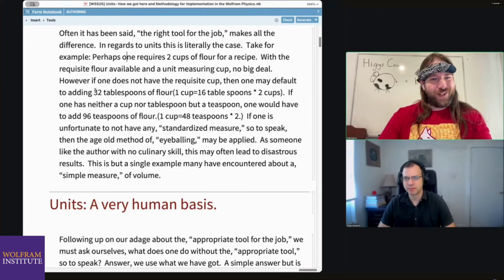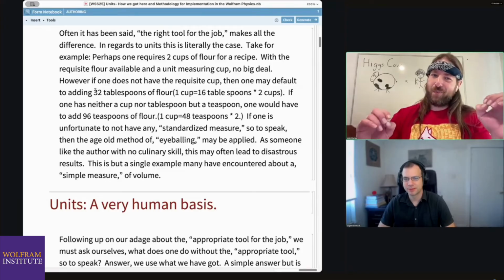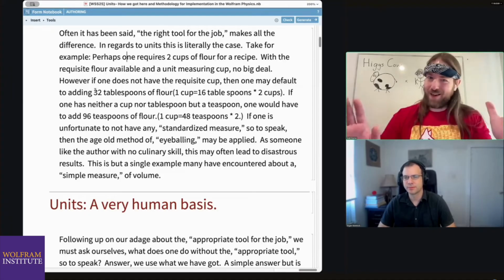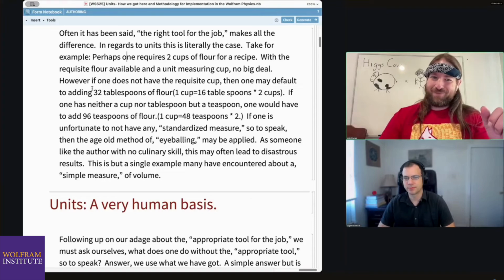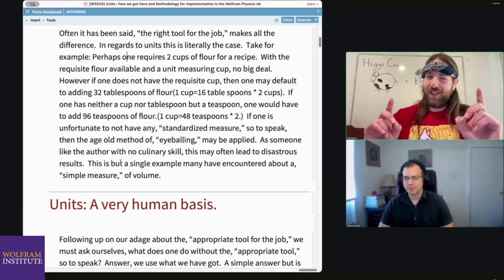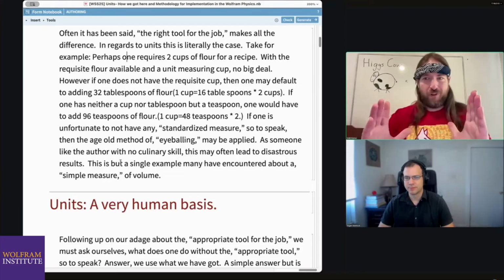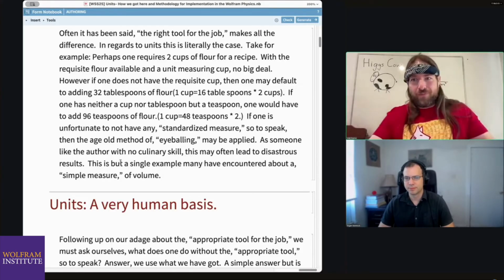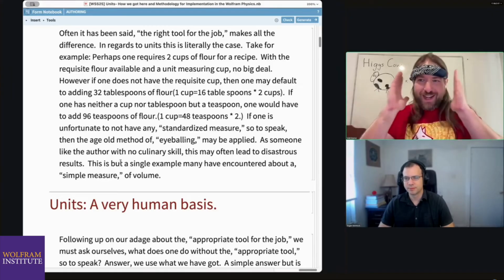If one is unfortunate not to have any standardized measure, so to speak, then the age-old method of eyeballing may be applied. Good luck with that. I'm not good at that. As somebody with no culinary skill, this may often lead to disastrous results. But it is a simple single example of a simple measure of volume. This is something that we often may come across, just to kind of get it in our heads.